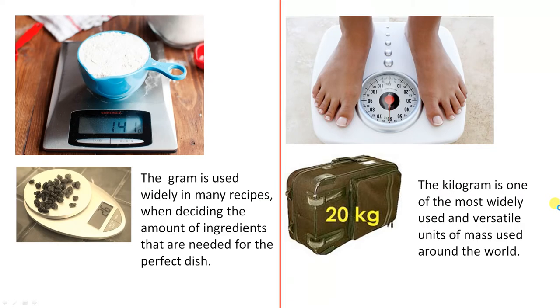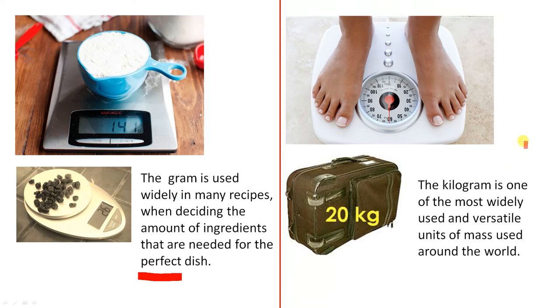The gram is used widely in many recipes when deciding the amount of ingredients that are needed for a particular dish. And hopefully the dish is perfect. If you have the right ingredients, the dish will be perfect. And you have various types of measuring instruments for measuring grams.